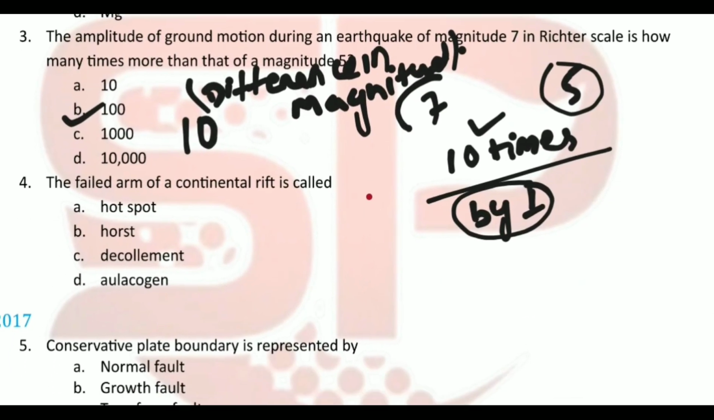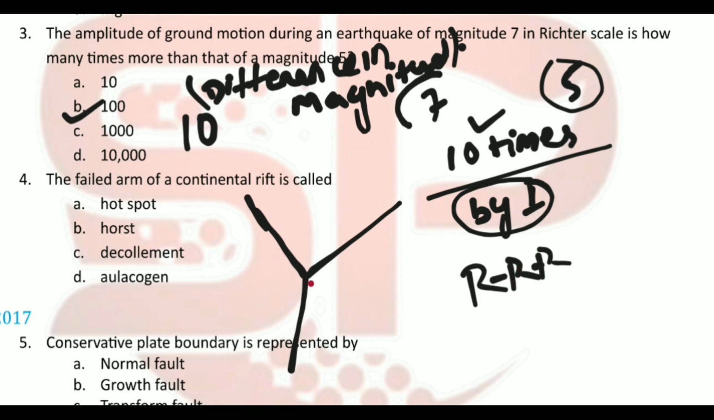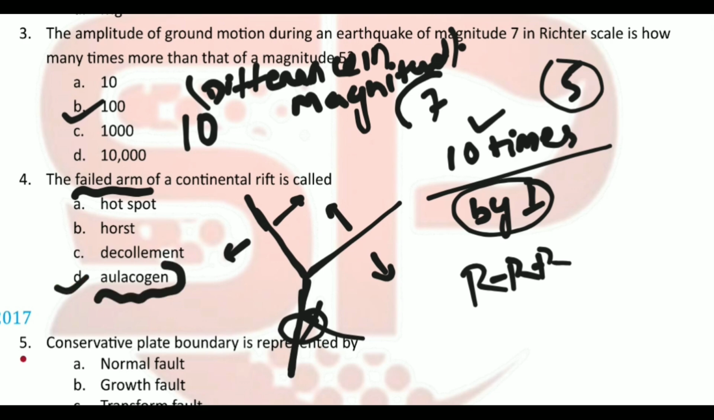The failed arm of a continental rift. During a triple junction, basically in a rift type of triple junction, normally the rifts show divergent movement, but if one of the rifts is not moving divergently, then that is the failed rift or failed arm. So that is aulacogen. You can take the example of the Afar triple junction.